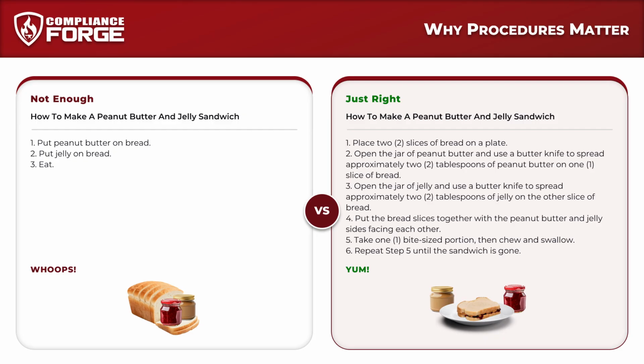butter knife to spread approximately 2 tablespoons of peanut butter on one slice of bread. Spread approximately 2 tablespoons of jelly on the other slice. Put the bread slices together with the peanut butter and jelly sides facing each other. Take 1 bite-sized portion, then chew and swallow. And repeat until the sandwich is gone. Yum. That is the level of clarity your procedures need.